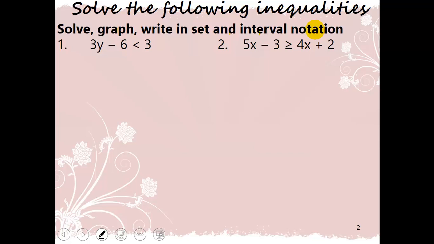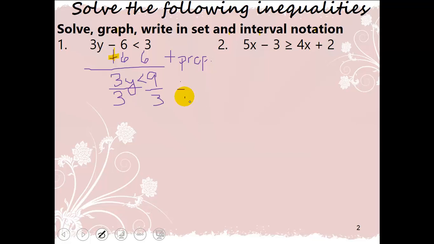Okay, so to solve, I have to add 6 first. That's the addition property. So that gives me 3y is less than 9. Now I'm going to divide by a positive 3. That's the division property. And I get y is less than 3.